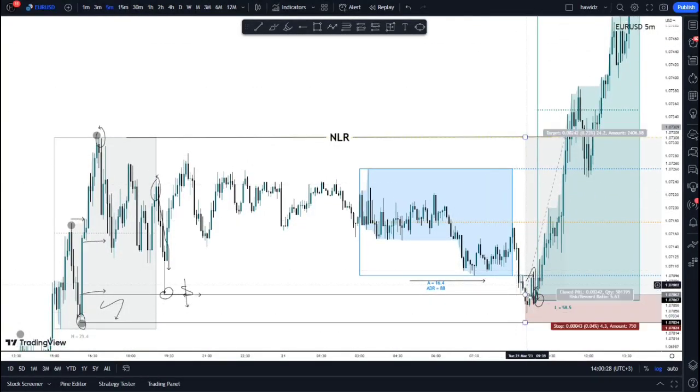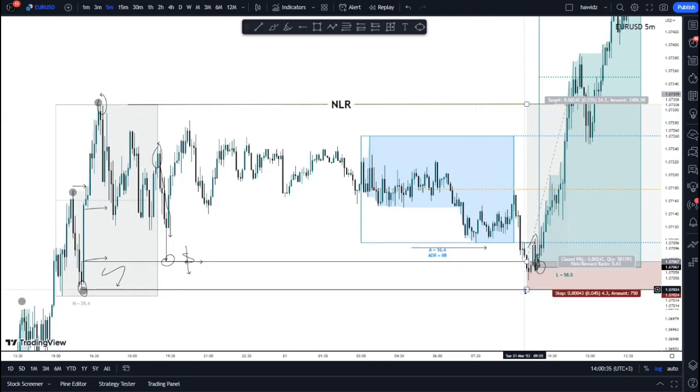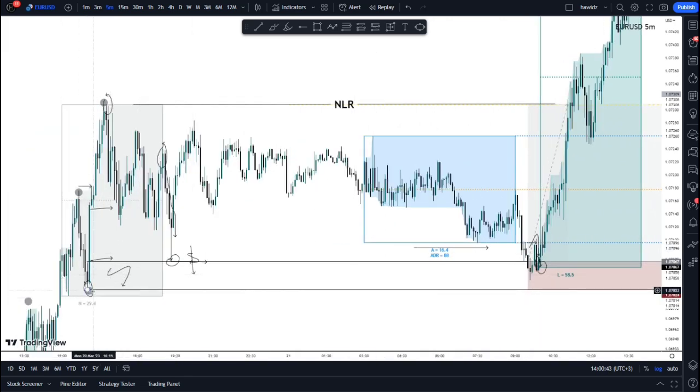So this right here could just be a regular risk entry, what we call a risk entry module. And your stop loss is technically just below the S&D zone. As you can see, price has no reason to come below this area unless it's reversing. That's why we're placing our stop loss there.